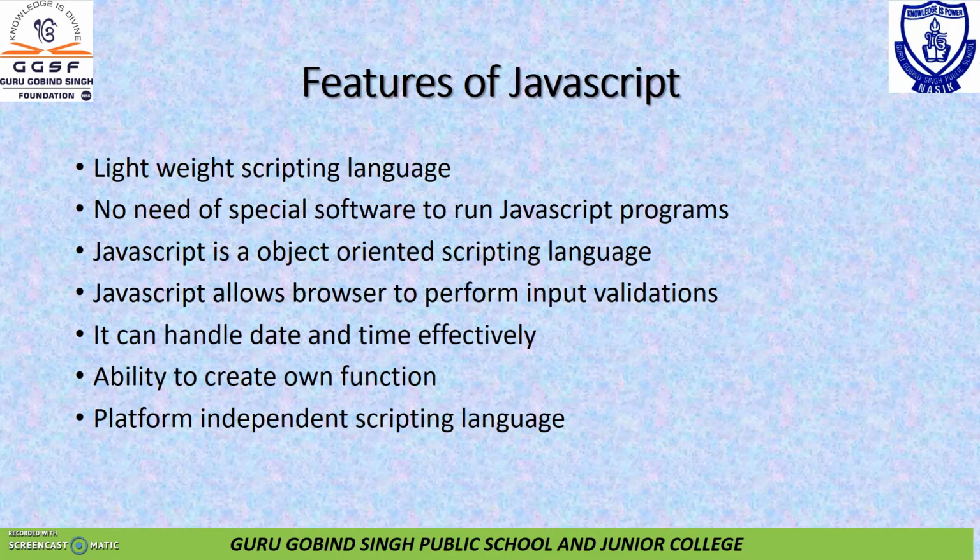Features of JavaScript. JavaScript is a lightweight scripting language. There is no need of special software to run JavaScript programs. We are just writing JavaScript code in a Notepad editor and we are getting output in the browser as a web page. So no need of special software. JavaScript is an object-oriented scripting language. JavaScript allows the browser to perform input validations.